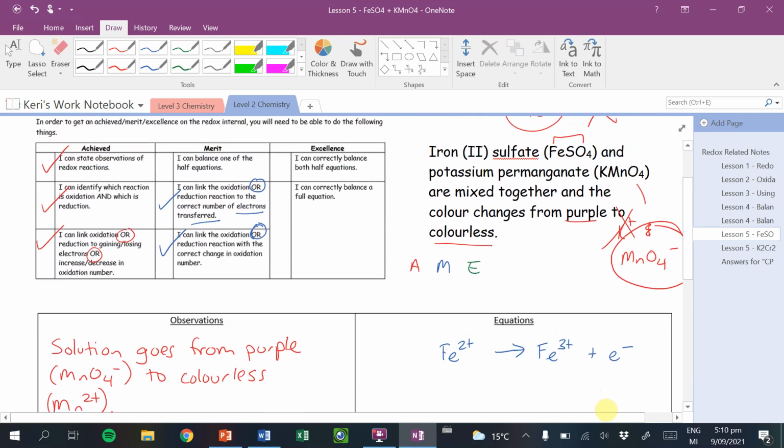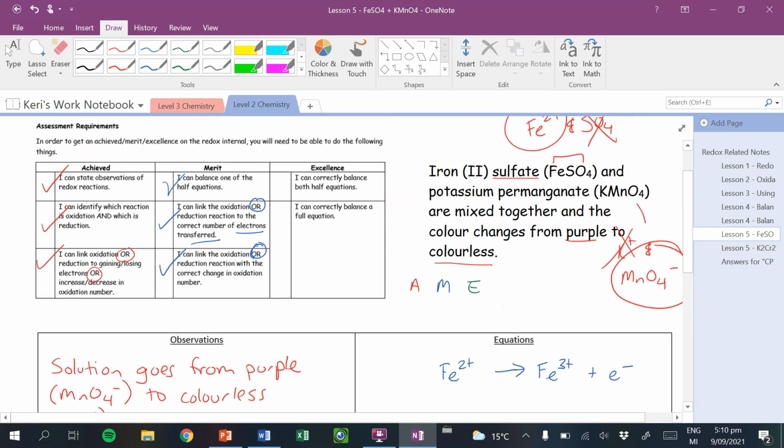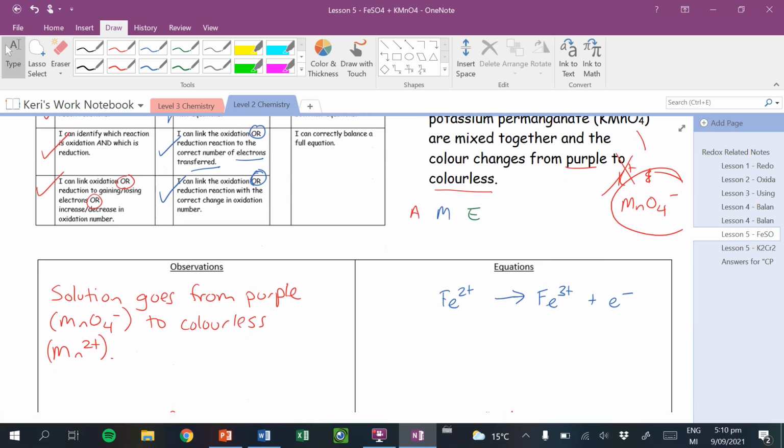The other thing then is to... So we'll tick that off. And that's basically it. But if you want to get an excellence, you need to have the full equation and both half equations. So for the merit, it's an or. For the excellence, it's an and. And that's what I want to specify.